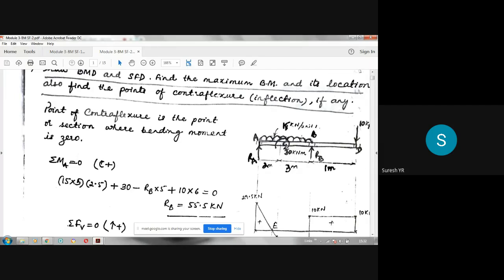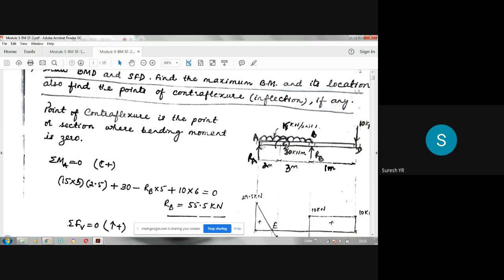So here, this is A, this is B. So here what happens? This one moment is acting here. Clockwise couple is given here, 30 kilonewton meter at a distance 2 meter from A. Then UDL is there, 15 kilonewton per meter is the UDL. 10 kilonewton is acting here, concentrated load. It is acting at D. So what I have taken here is, this point is A. This I have taken it as C, where the moment is acting. This is B, and this is D.